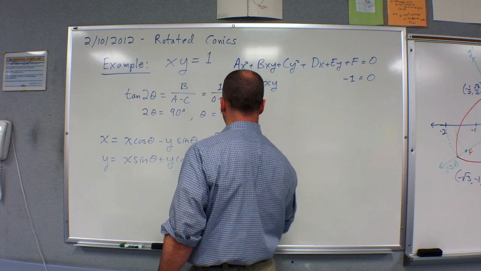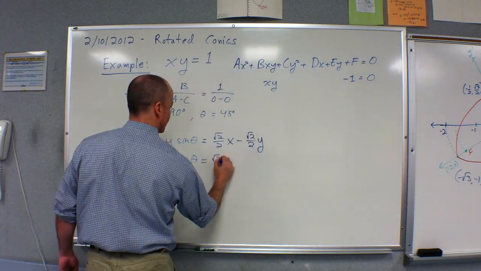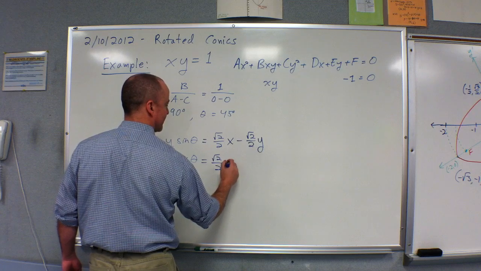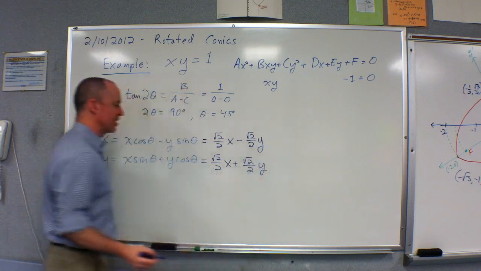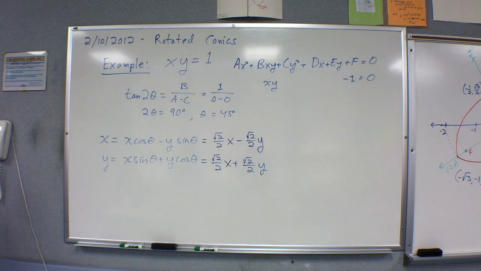So, root 2 over 2 x'. The advantage of 45 degrees is sine and cosine are both root 2 over 2. So that's what we get.